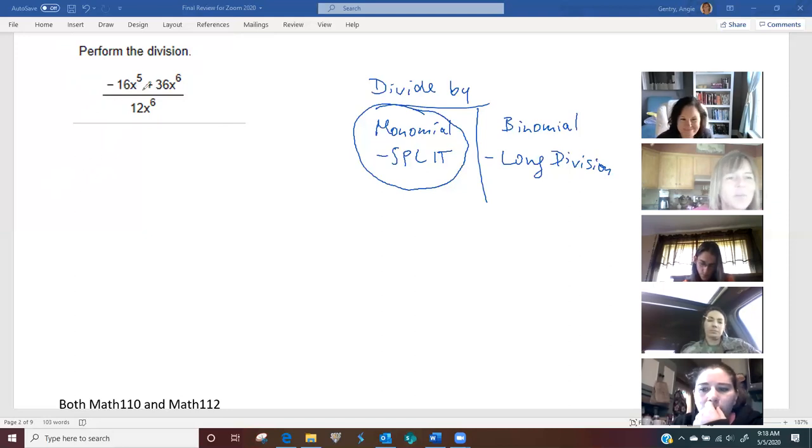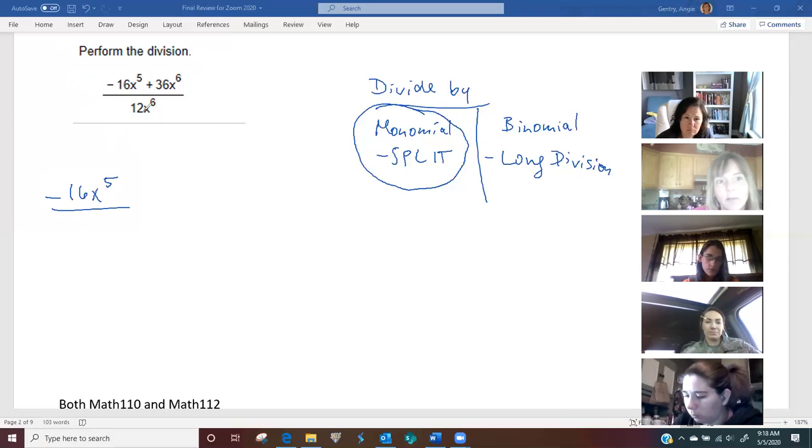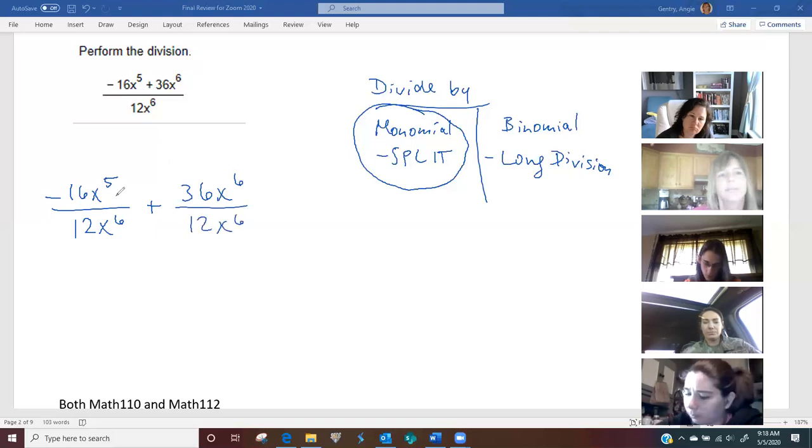Okay, so I'm dividing by a monomial. So I'm going to say everything in the upstairs is divided by that thing in the downstairs. Now be careful, sometimes that thing in the downstairs is a negative. But in this case, it's just a 12x to the 6. 36x to the 6 over 12x to the 6. And then you simplify. This negative divided by positive is a negative.